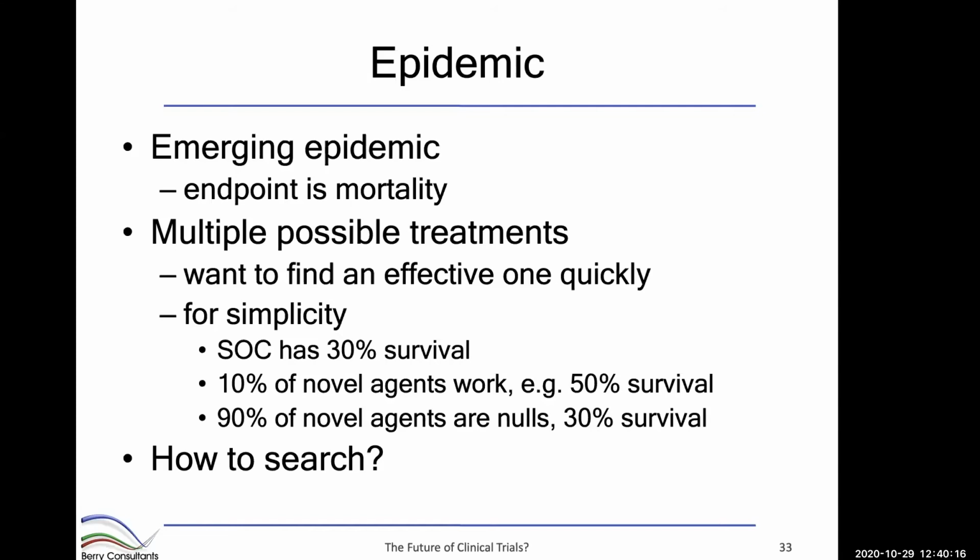And now the question is, I don't know which of the novel agents work. I know most of them don't, but I don't know which one's which. And so the question is, how do I search through a large number of novel agents quickly in order to find something that works?